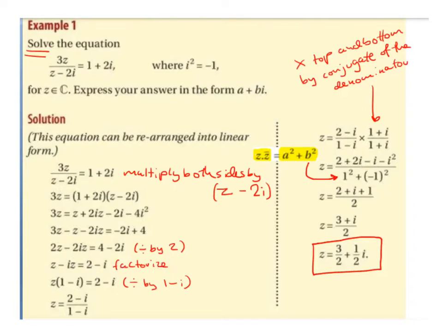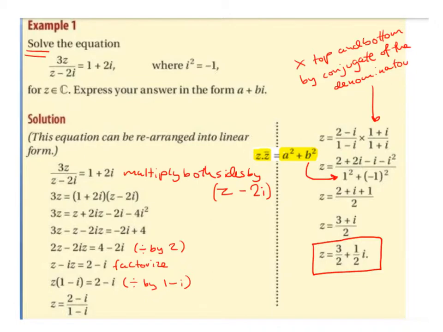We factorize our two terms containing Z, so we have Z times 1 minus I equals 2 minus I. And then to get the Z on its own, we divide across by 1 minus I. So we get Z equals 2 minus I divided by 1 minus I. Next, we're going to multiply the top and the bottom by the conjugate of the denominator.